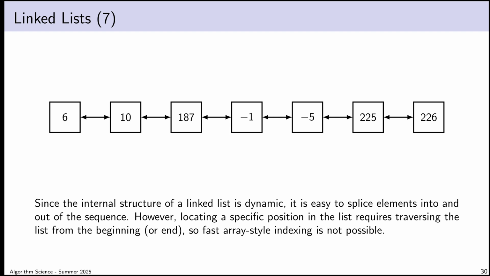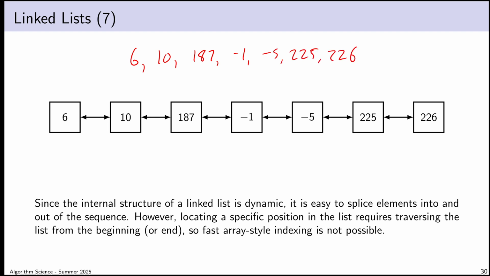Now, the internal structure of a list is dynamic, and the idea there is that it's determined only by the status of these arrangements of pointers, which means that if I choose to rewire the pointers locally, then the structure of the sequence that the list describes can change. So right now, this list is encapsulating the sequence 610, 187, -1, -5, 225, and 226.